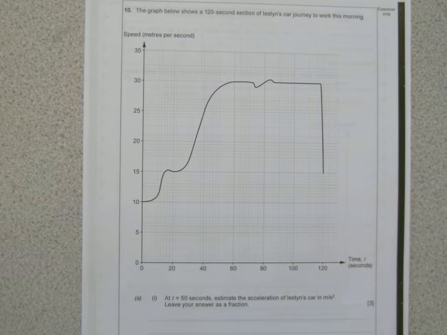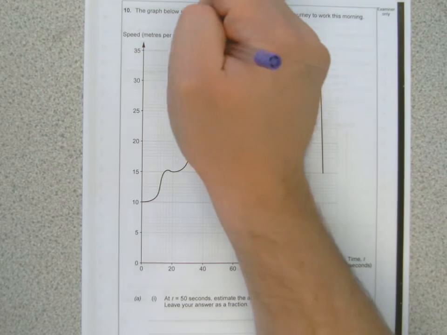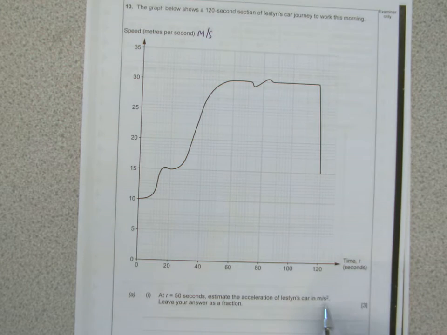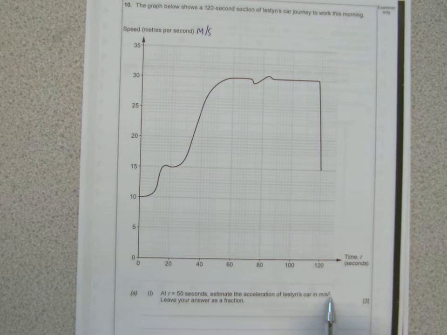So remember, speed is given as meters per second, yes? You could write that like that, couldn't you? Meters per second, meters over second. But whereas acceleration is meters per second squared. So that's important there to recognise that.